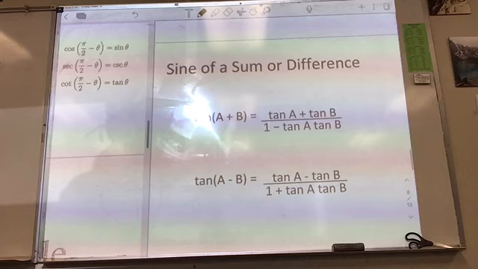And then we also have tangent. Tangent, like always, complicates things. It's a fraction, so it's going to make things a little bit harder. Here's your tangent formula.